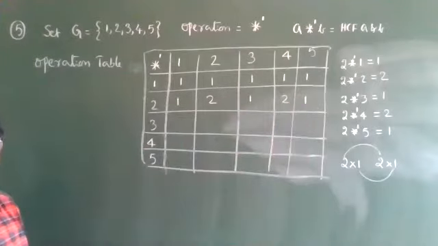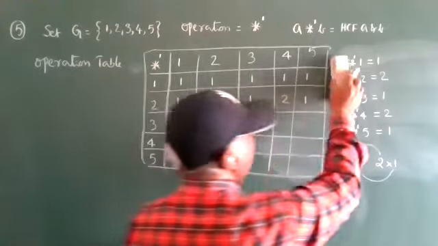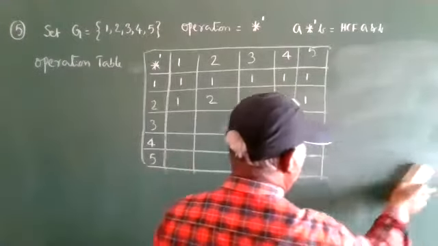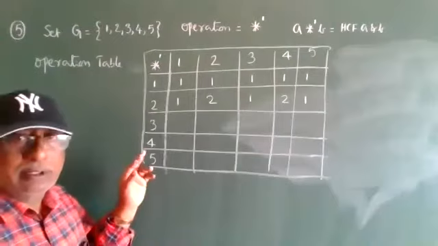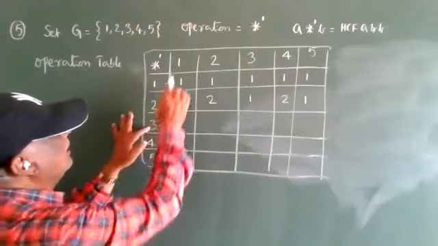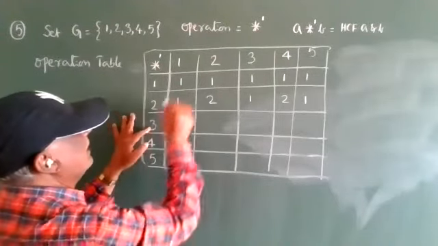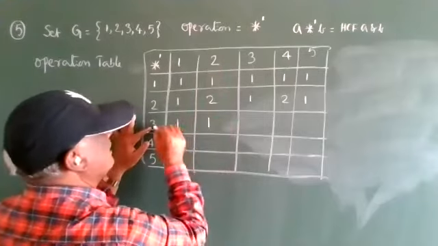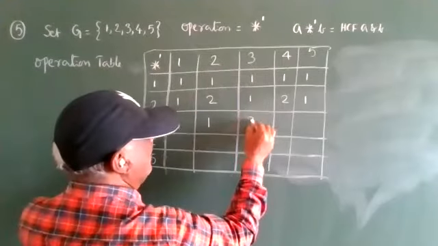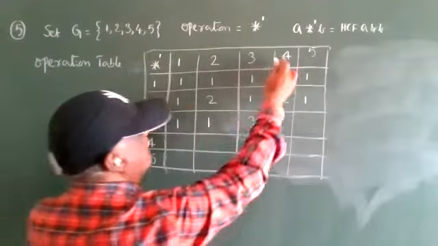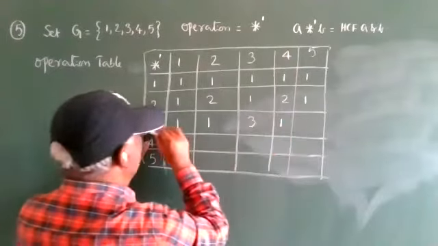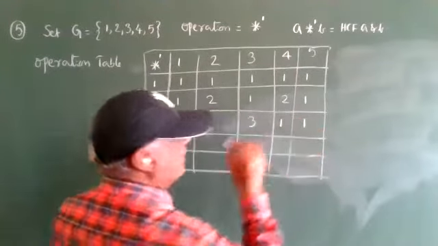Start with the 3. 3 star 1: common factor is 1. 3 star 2: common factor is 1. 3 star 3: common factor is 3. 3 star 4: common factor is 1. 3 star 5: common factor is 1.